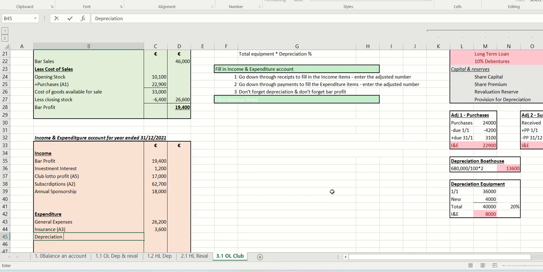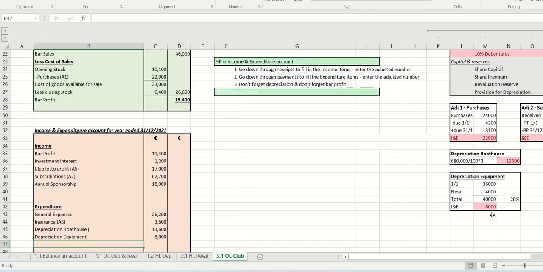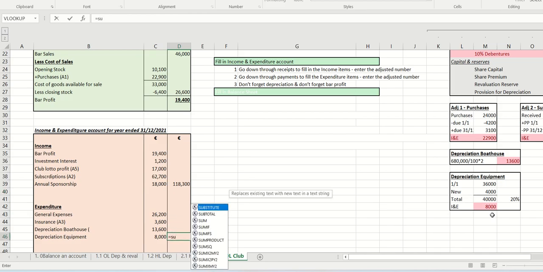So don't forget depreciation. Depreciation boathouse. And, oops. Here. And depreciation equipment. 8,000. Then we have them all. So we're just doing your calculator work. Please get good at your calculator work. These are my asks for you now, okay?